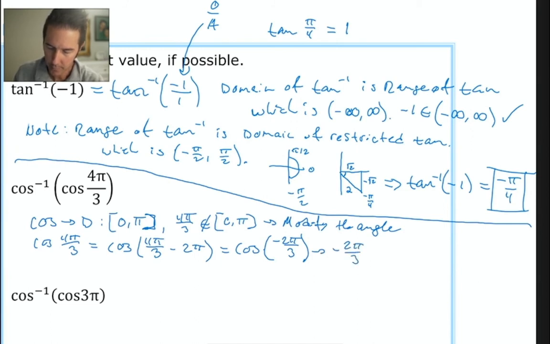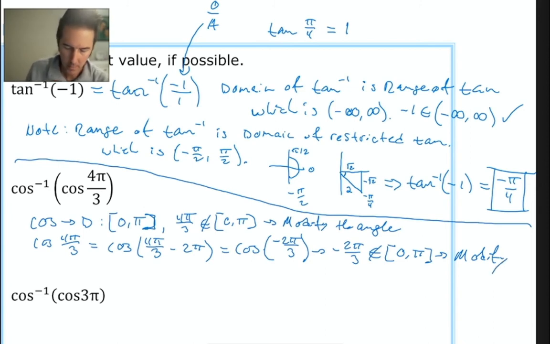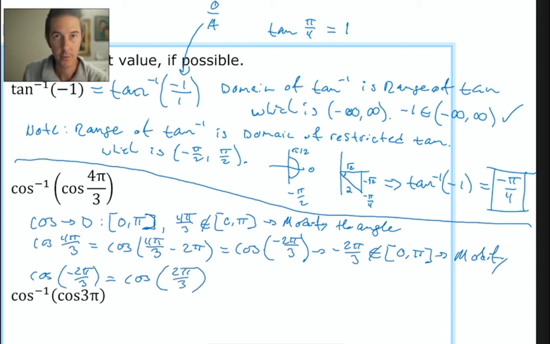Negative 2π/3 is not a member of the domain that we're working with, that goes from 0 to π. So I'm going to modify my angle measure again. The cosine of negative 2π/3 is equal to the cosine of positive 2π/3, because cosine is an even function. I didn't write that down this time. If you need to write it down, you write it down.